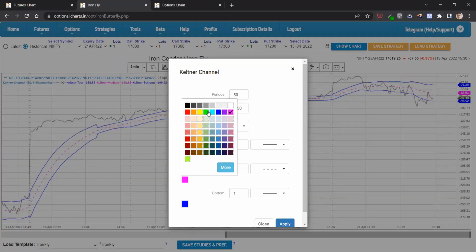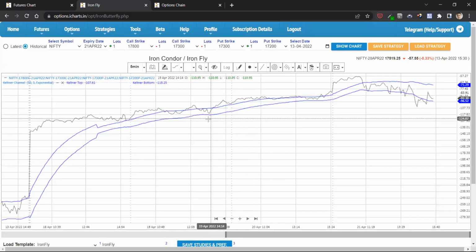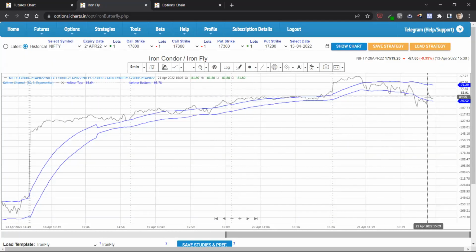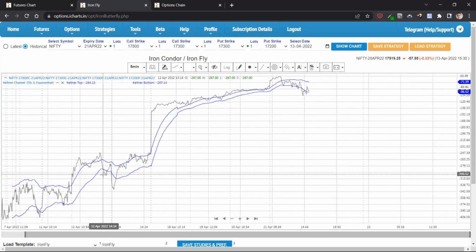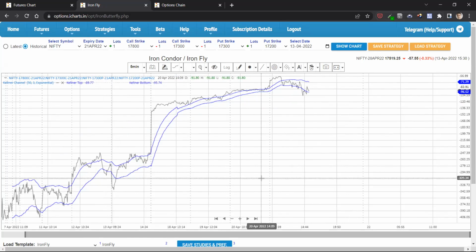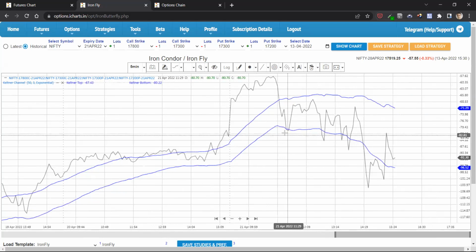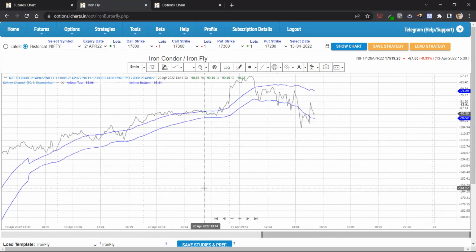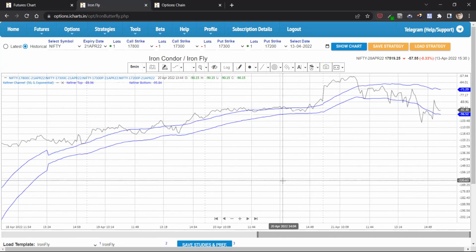I'll change this to white, so you can even forget this. Basically, the bottom line is the one we are concerned about. So when it closes below the bottom line, that is when we adjust. The adjustment would have been here also, maybe. So it's exactly opposite to the straddle. Yes. Okay.